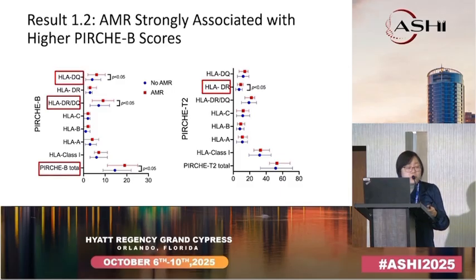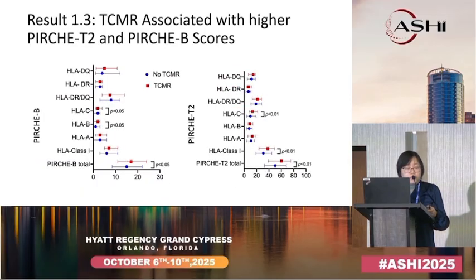So antibody-mediated rejection, as I showed here, especially at DRDQ and DQ loci, and this result reinforces that the B cell epitope load directly translates into higher risk of antibody-driven injury. Next, we found that T cell-mediated rejection was associated with higher PIRCHE-T2 and PIRCHE-B scores too.